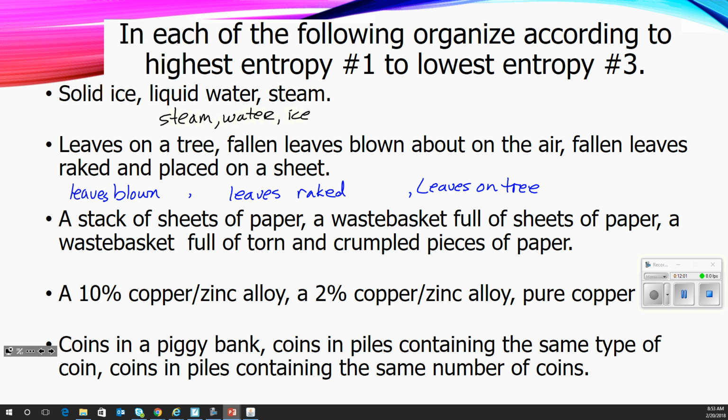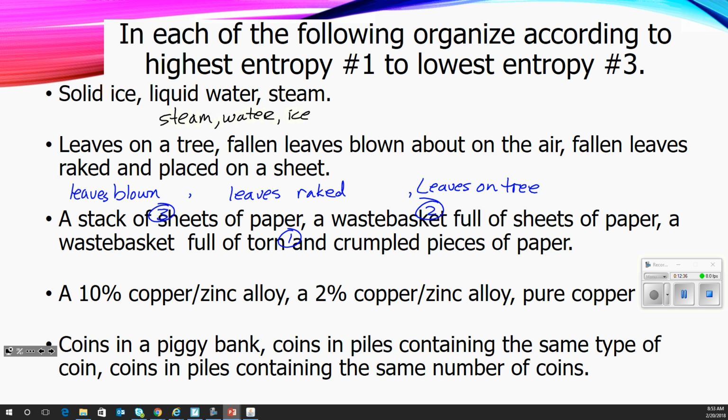A stack of sheets of paper, a waste packet full of sheets of paper, a waste packet full of torn and crumpled pieces of paper. What's the least organized? So this one would be our number 1, right? Because it's the least organized. What's the most organized? Stack of sheets. Stack of sheets. So that's our number 3, right? And so that means this other one has to be our middle one, which was 2. That one was a lot of writing, so that's why I just put the 1, 2, 3.